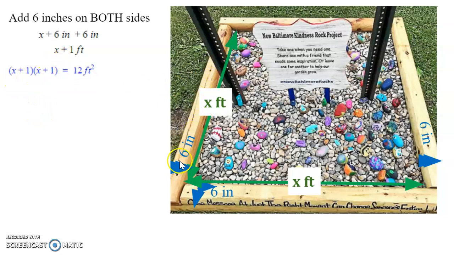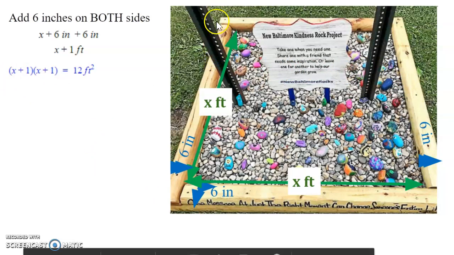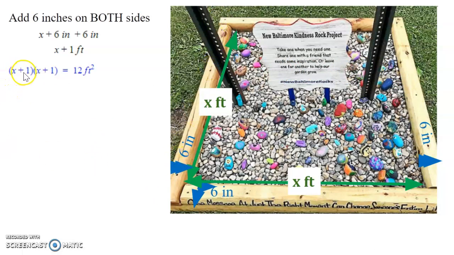So the total area, including the frame and the rock garden, will be x plus 1 is one length, and the other length is x plus 1. So x plus 1 times x plus 1. And we're told that the total area is going to be 12 foot square. That is the reason I converted this to foot, because I knew that the area was going to be in foot square. So then x plus 1 times x plus 1 is the same as x plus 1 all squared.